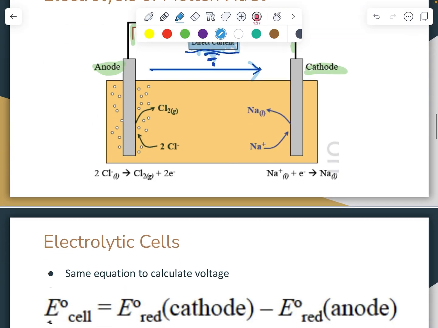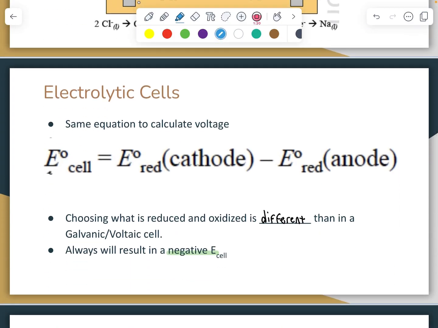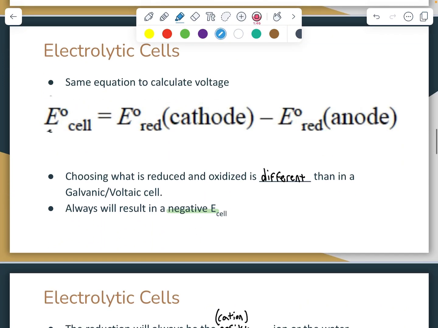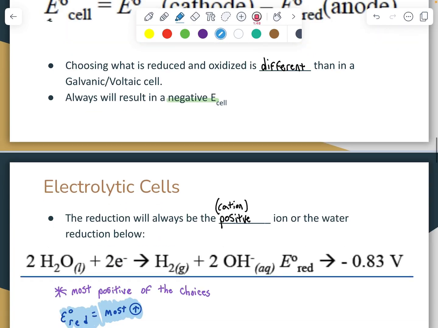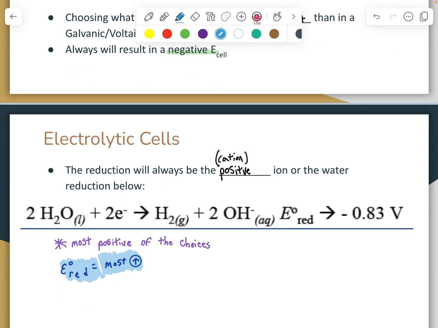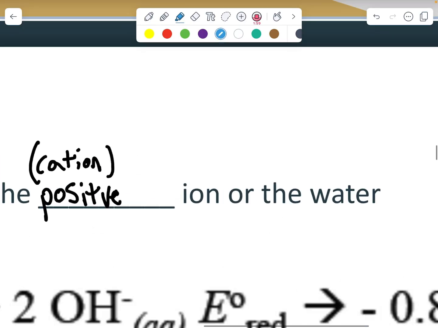So we have the same equation to calculate the voltage. It's the cathode minus the anode for the overall cell potential. But we do have a different reduction and oxidation selection process to know what is the most favorable reaction, what will produce the most volts in this case. For the reduction half reaction, it will always be the positive ion or the water reduction below. So this means the most positive reduction value.